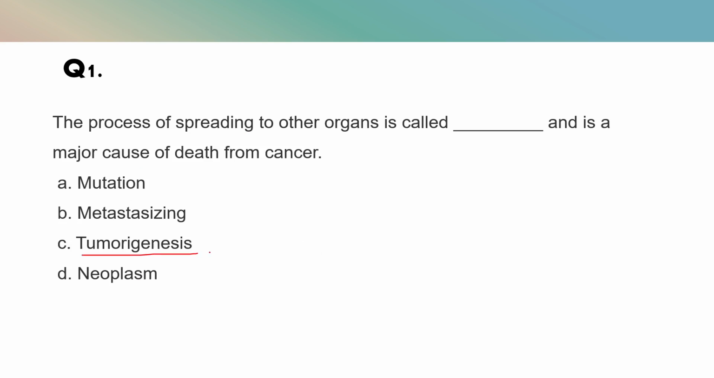See, tumorigenesis means generation of new tumor in the body. Okay, tumorigenesis, as the name suggests, generation of new tumor. And here is the question: the process of spreading to other organs. So when one tumor is already generated and it is spreading to other organs, okay, so what is it called? First thing, let's eliminate, let's understand each and every option.